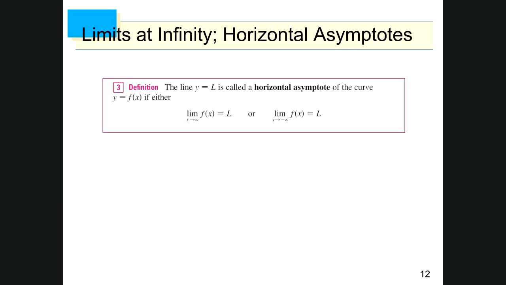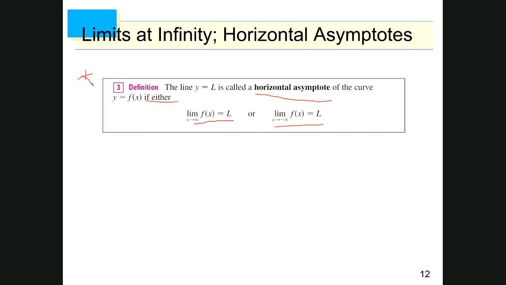Now this is the definition that you need to take note of. The line y equals L is called a horizontal asymptote if either, so one of these needs to be true. You don't need to show me both of them. You just need to show me one. So the limit as x approaches infinity of my function is L, or the limit as x approaches minus infinity of my function still gives me L. Then you conclude that y equals L is a horizontal asymptote.